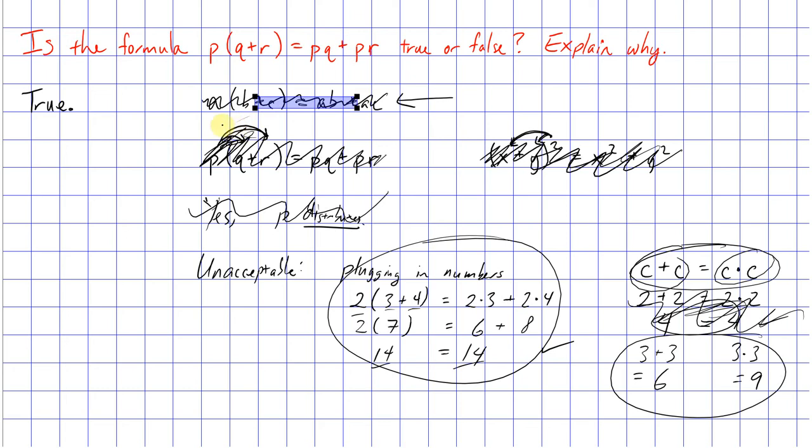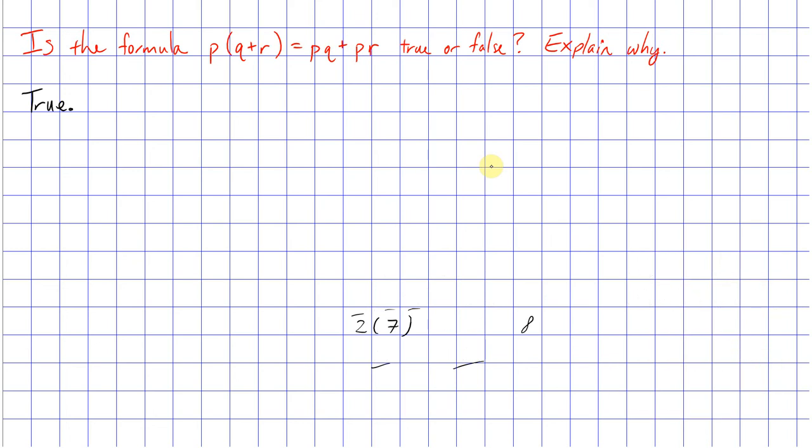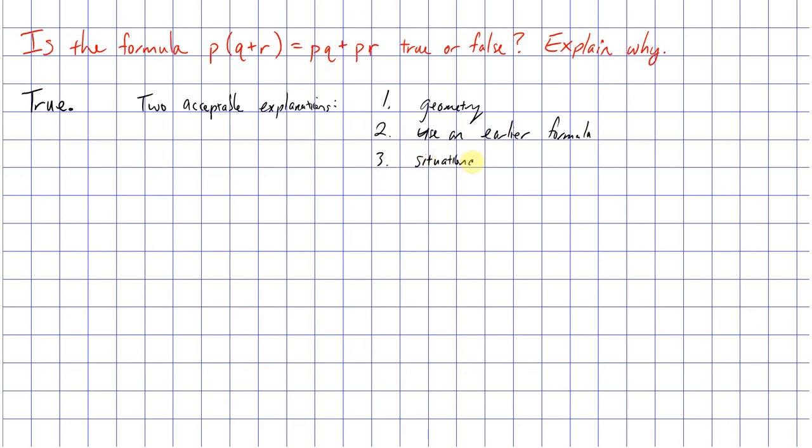So the key point here is to make sure that you don't just appeal to a different letter version of the formula. Don't just draw arrows or say, yes, it distributes. That doesn't explain. Generally speaking, for true formulas, there are basically only 2 acceptable explanations. The first is going to appeal to geometry, and the second is going to use an earlier formula in the class. So you can use an old truth to build a new truth. There's a handful of other situational things, especially for fractions, that involve pizza and stuff. But generally speaking, the explanation is going to use geometry or use an earlier formula.